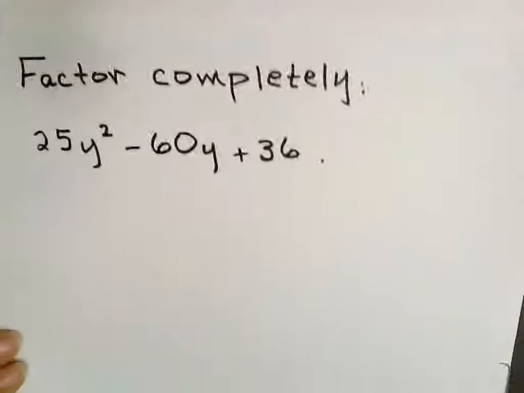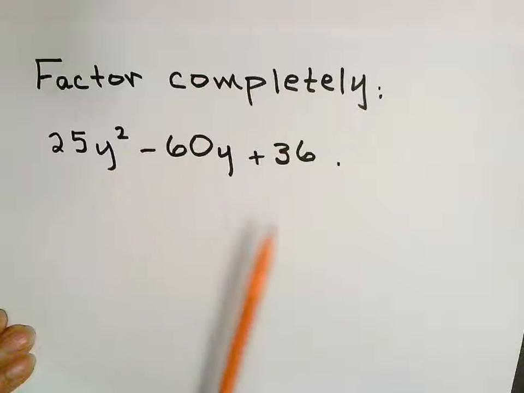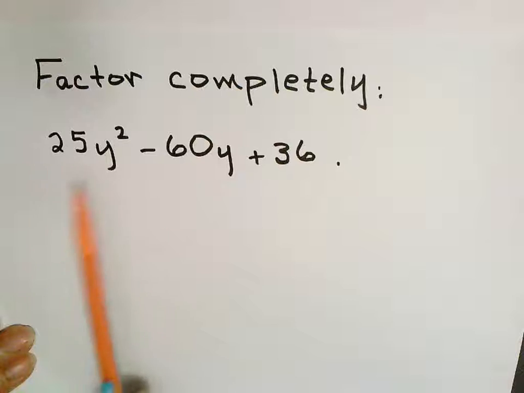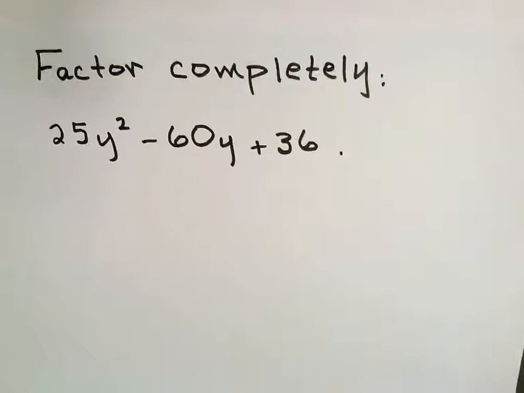So let's look at some examples. And again, when I say factor completely, I want you to see if you can take out a greatest common monomial factor. But the only thing here will be a 1. So now we have to determine if this is a perfect square trinomial. So we'll look at the first term and this third term to see if they are perfect squares.